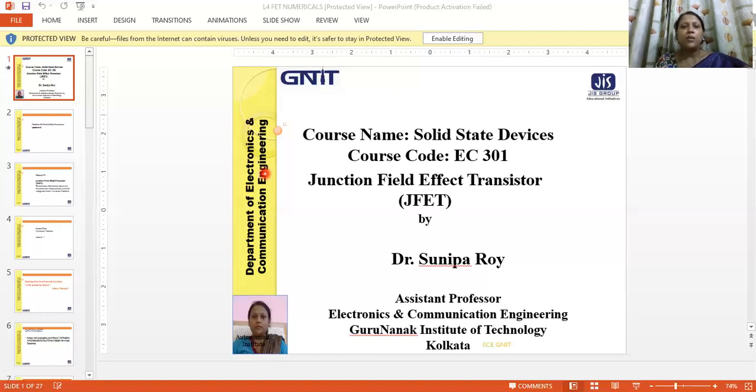Here is one more example. The device parameters for an N-channel JFET are maximum current IDSS equals 10 milliampere, pinch-off voltage VP equals minus 4 volt. Calculate the drain current for VGS equals 0, minus 1 and minus 4 volt. Similar type of example.